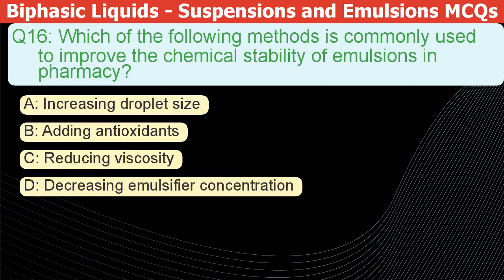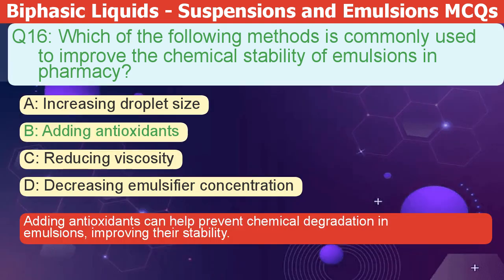Which of the following methods is commonly used to improve the chemical stability of emulsions in pharmacy? A. Increasing droplet size. B. Adding antioxidants. C. Reducing viscosity. D. Decreasing emulsifier concentration. The correct answer is B. Adding antioxidants can help prevent chemical degradation in emulsions, improving their stability.